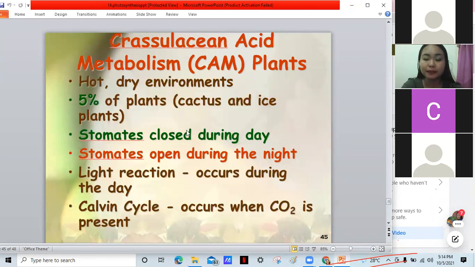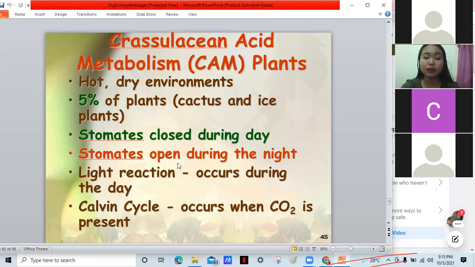The next adaptation is for the crassulacean acid metabolism plants. These also thrive in dry environments, and constitute 5% of plants. They include the cactus and ice plants. In this case, because the weather is very hot and dry, the stomates close during the day so they can conserve their water.